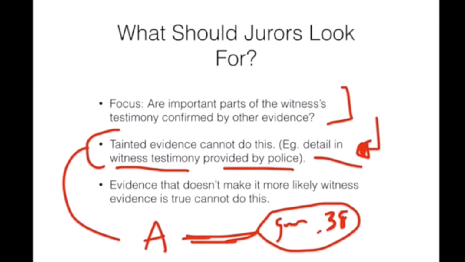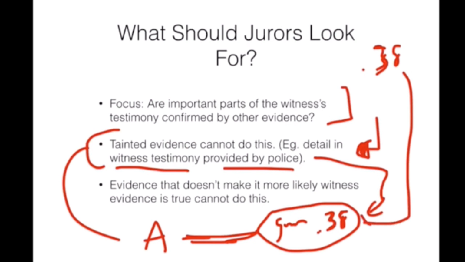If that detail about the .38 Magnum, normally you'd say, well, that's corroborated because then a .38 was found in the accused's apartment. And that's corroborating evidence. The gun matches the gun. Well, if there's evidence to show that that detail about the .38 was provided by police, then that's not good corroborating evidence for reasons you can hopefully see, quite evidently. So it's got to be untainted evidence. And evidence that doesn't make it more likely that the witness evidence is true cannot do this.